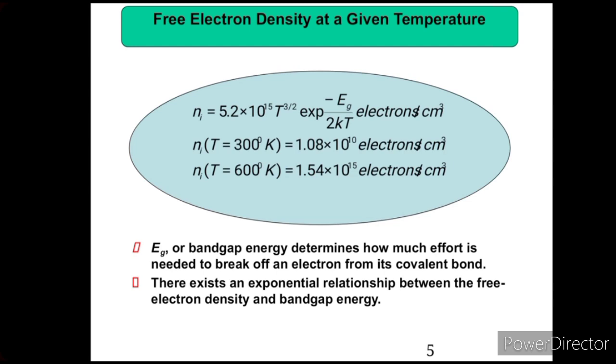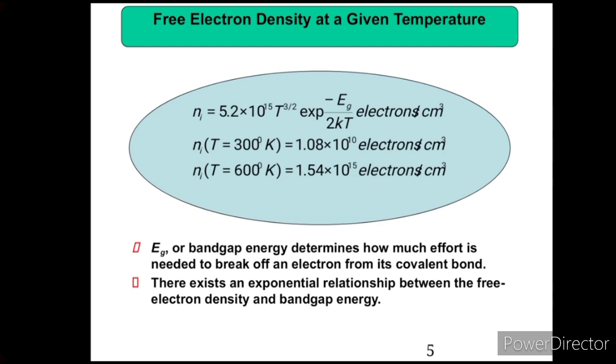The free electron density at a given temperature, Ni, is equal to 5.2 into 10 raised to 15, T raised to 3 divided by 2, exp of minus Eg upon 2kT electrons per centimeter cube. At temperature 300 degrees Kelvin, Ni is equal to 1.08 into 10 raised to 10 electrons per centimeter cube.